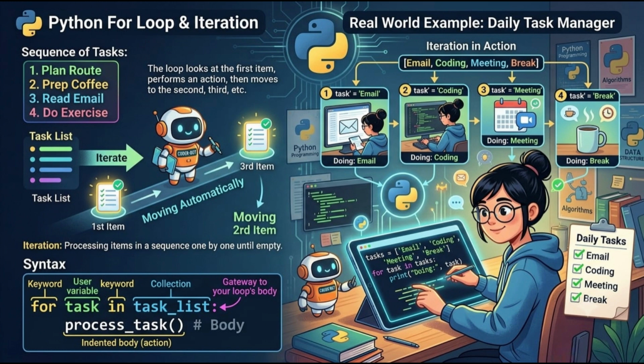Think of a sequence as a list of tasks. The loop looks at the first item, performs an action, then automatically moves to the second, the third, and so on until the list is empty. This is called iteration. The syntax is simple: for followed by a variable name you choose, the word in, and the collection you're looping through. And remember that colon at the end, it's the gateway to your loop's body.